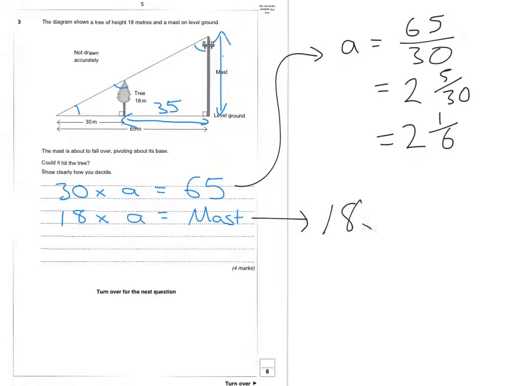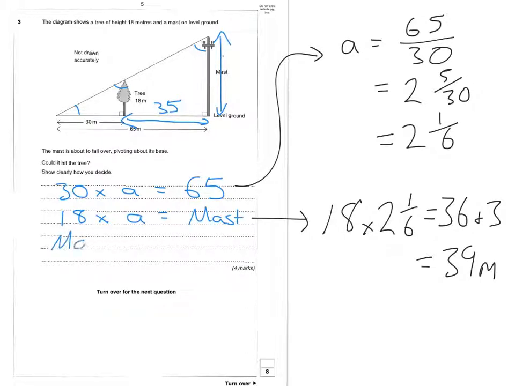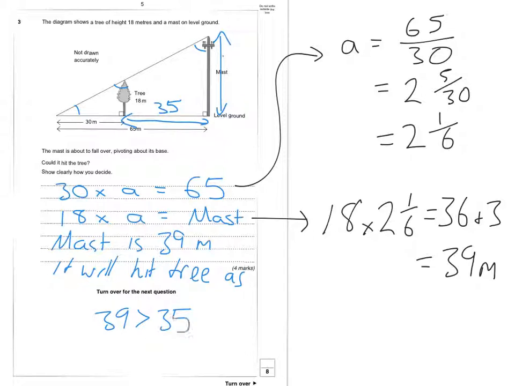So 18 times 2 1/6: 18 times 2 is 36, 18 times 1/6 is 3, so 39. The mast is 39 meters, and it will hit the tree, as 39 is greater than 35.